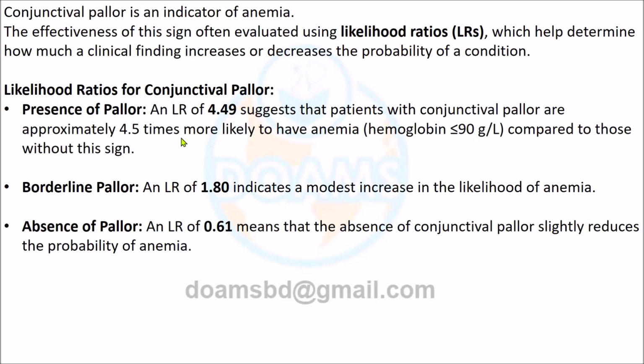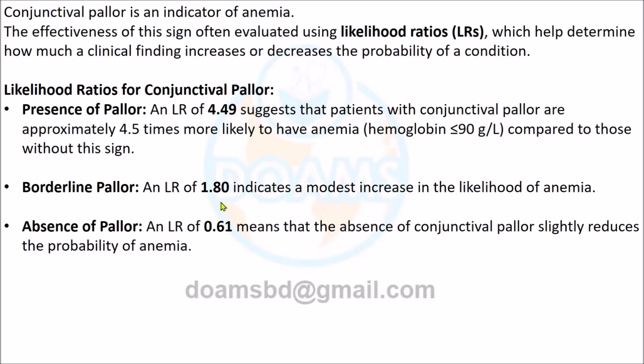Presence of the pallor indicating anemia has a likelihood ratio of 4.49. That suggests patients with conjunctival pallor are approximately 4.5 times more likely to have anemia, meaning hemoglobin less than 90 grams per liter, compared to those without the sign. That means other patients whose conjunctiva is red. So actually we are telling a comparative meaning. Understand? Comparative meaning.